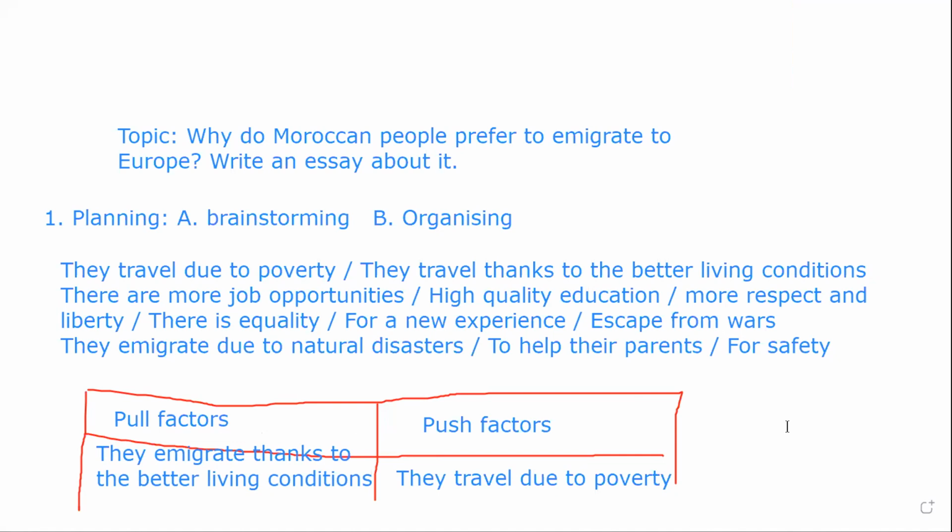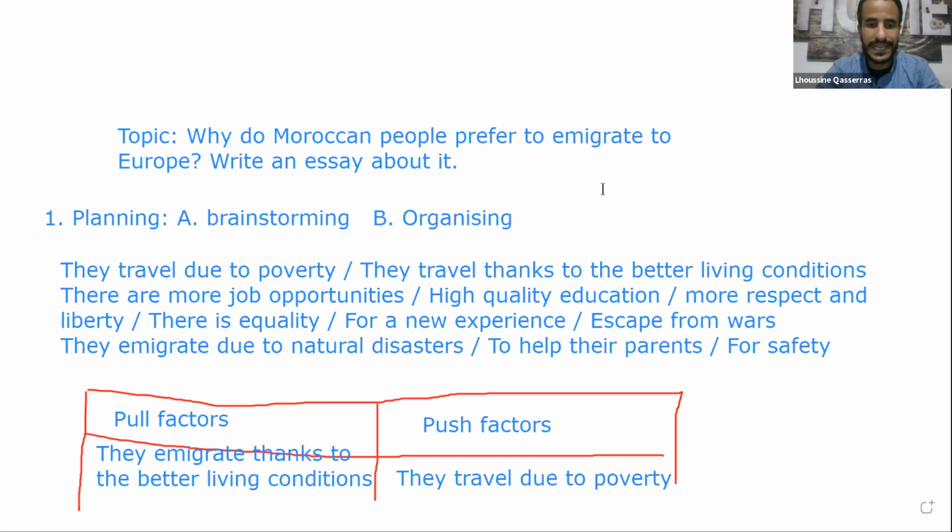Yes. Good. Because up to now they haven't started writing. They are still brainstorming and organizing ideas. You see what I mean? Yes. Great. Now let's move to the second stage.